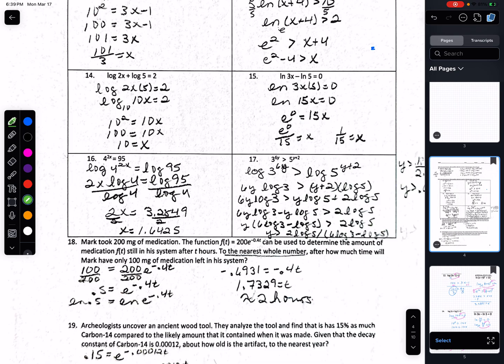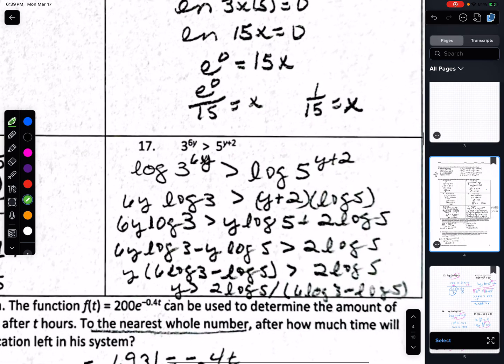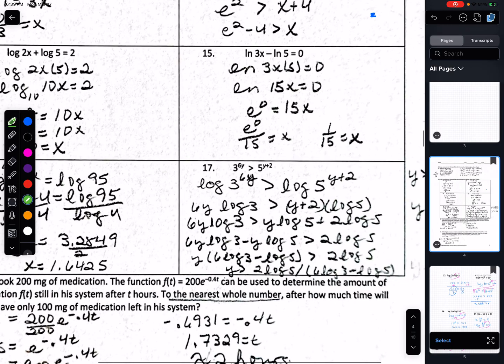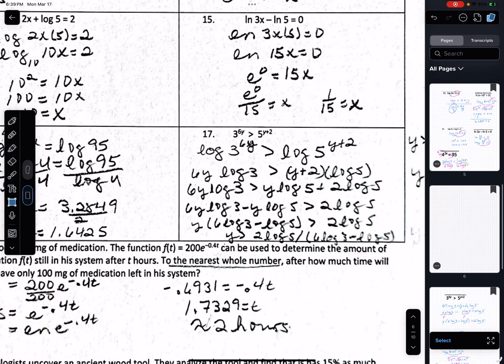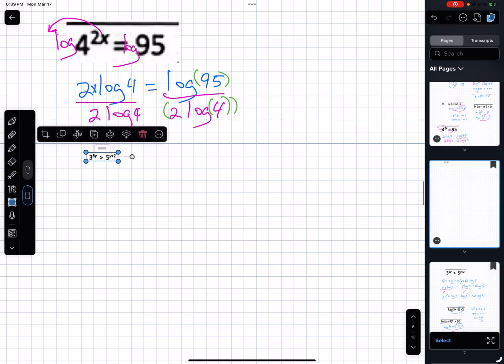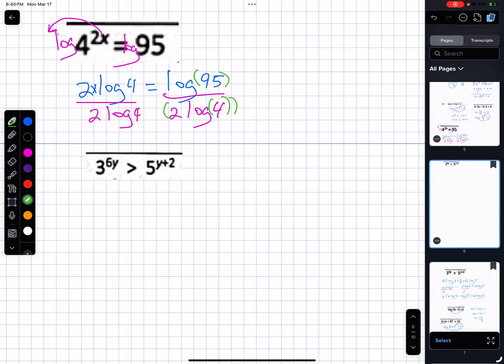So you need to write super small or write it on another piece of paper. Just see how much stuff's in there. Yeah, I'll just write kind of small. Okay. So let me copy this. So we're going to take the common log of both sides, so you can start there. So we'll do log 3 to the 6y is greater than 5 to the power of y plus 2. Or the log. And the 6y is going to go in front. So 6y log 3 greater than y plus 2.